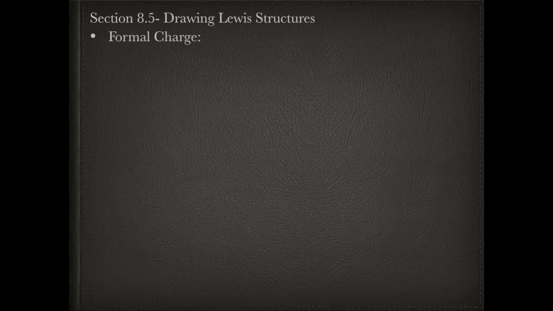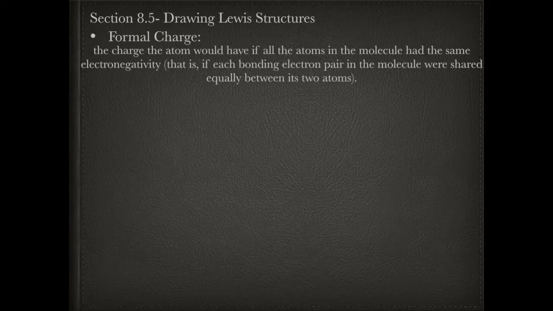Now, the official definition of formal charge is the charge an atom would have if all of the atoms in the molecule had the same electronegativity, meaning they're sharing their electrons equally. Now, why exactly does formal charge matter when we're drawing Lewis structures?